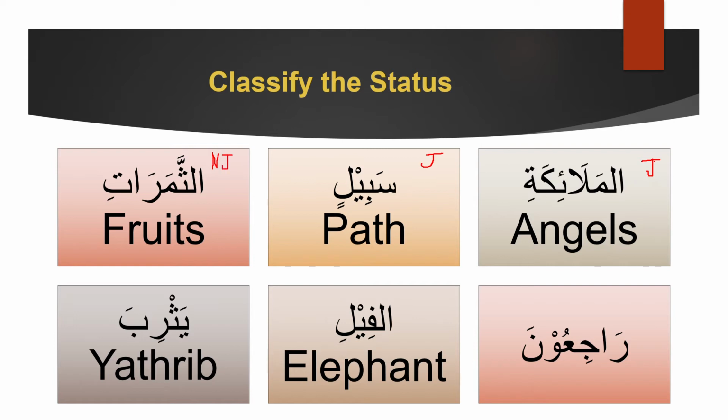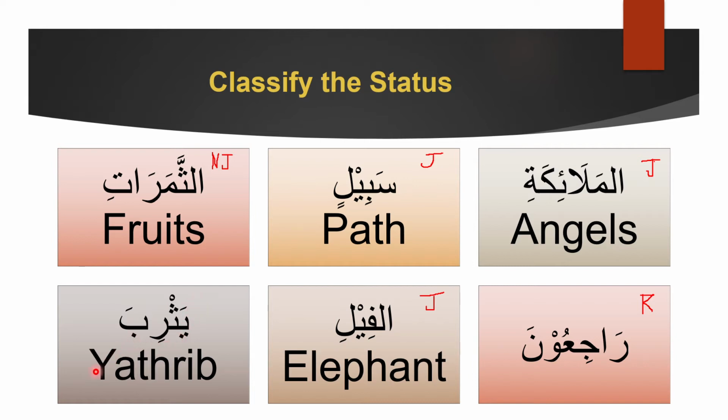Okay, now raji'una. Una, we can clearly hear the una sound over here, which means that this word is going to be rafa. Why is it rafa? Because of the una sound. Next, al-fili. Fili is kasra. Kasra, guys. Kasra means what? Jar. Right, kasra means jar. Okay.